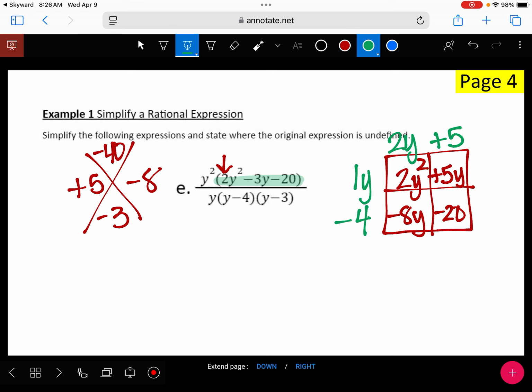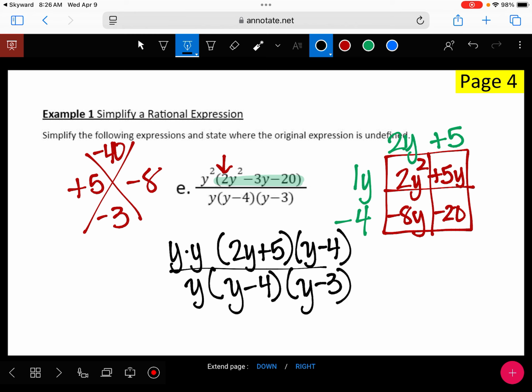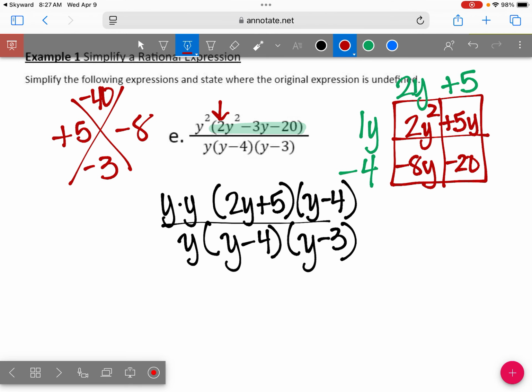So now everything is factored down. I'm going to go ahead and write it out. So I have y squared, which means I have a y and a y. And then I have 2y plus 5 and y minus 4. Downstairs, I have 1y, a y minus 4 and a y minus 3. So let's start crossing stuff out. Yeah, we can cross out the y minus 4.